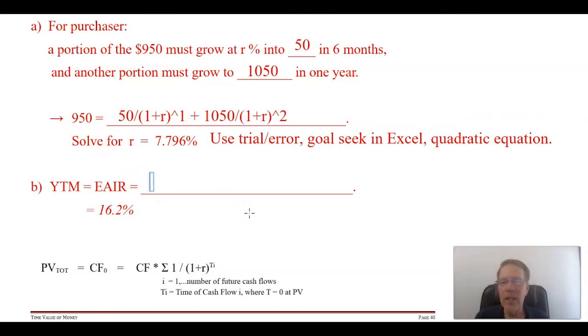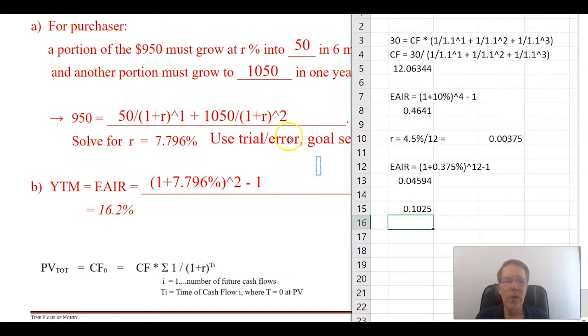Let's go ahead and get the EAIR. Okay, so that's equal to 1 plus 7.796% raised to the 2 compounding periods per year, minus 1. Okay, and I'm not going to throw that into Excel. What the heck? I will throw it into Excel just to confirm for us all that there are no typos there.